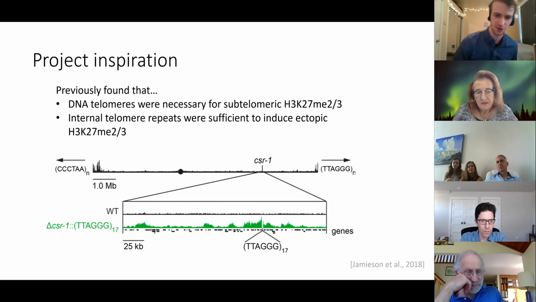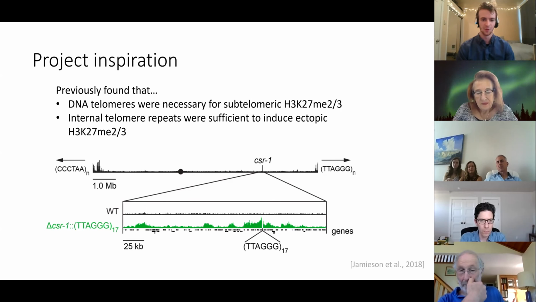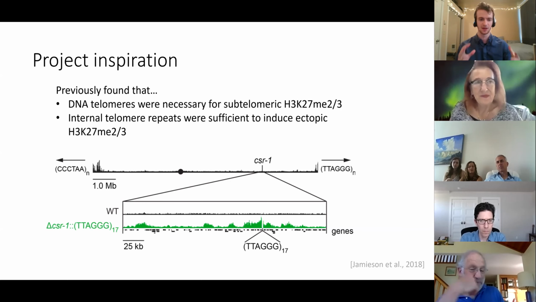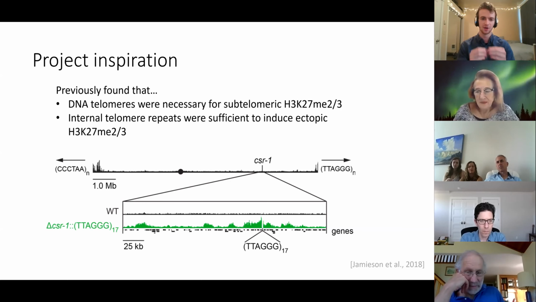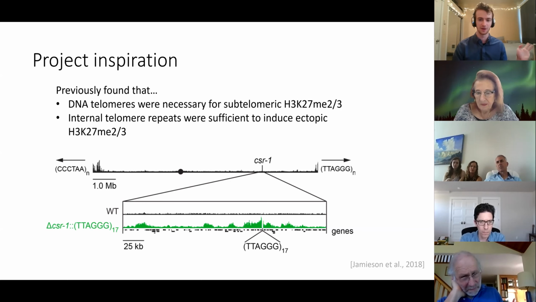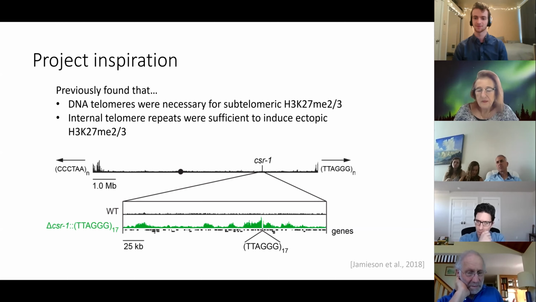If you look at the ChIP tracks on the bottom there, you can see the wild type strain without the telomere repeats inserted into the internal region of the genome. There's absolutely no methylation or just background around this region. But right when we put it in, green there, you see robust methylation for hundreds of thousands of base pairs around the insert site.